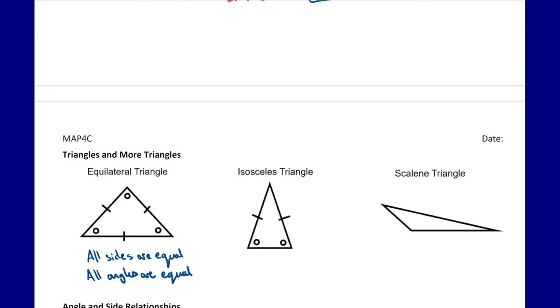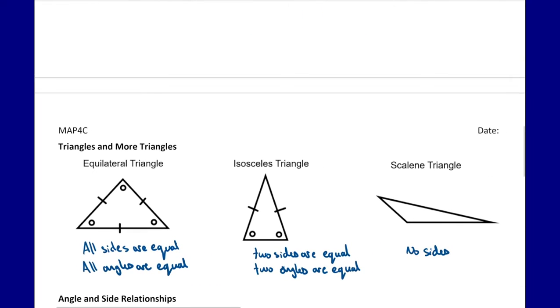For an isosceles triangle, 2 sides are the same, 2 angles are the same. Or 2 sides are equal and 2 angles are equal. In a scalene triangle, no sides are equal and no angles are equal. Kind of following that same pattern. No sides, or angles, are equal.